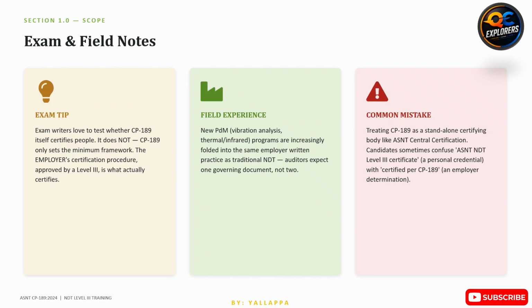Field example. During an audit, a company may present an employee's ASNT Level III certificate. While this confirms the individual's credentials, the auditor will also request the employer's certification record, written procedure, training records, and examination results to verify compliance with CP-189. Key point: personal certification and employer certification are related but not the same.